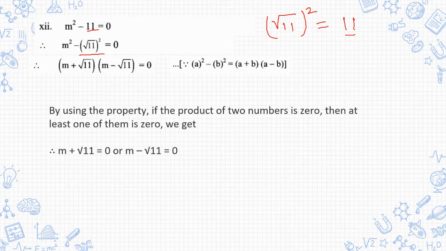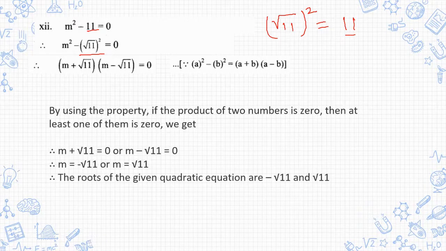So if you use this property, you have m plus root 11 equal to 0 or m minus root 11 equal to 0. In the first case, if you take plus root 11 on the other side, you'll have minus root 11. And in the second case, if you take minus root 11 on the other side, you'll have plus root 11. So m will be minus root 11 or plus root 11. So the roots of the given quadratic equation are minus under root 11 and plus under root 11.